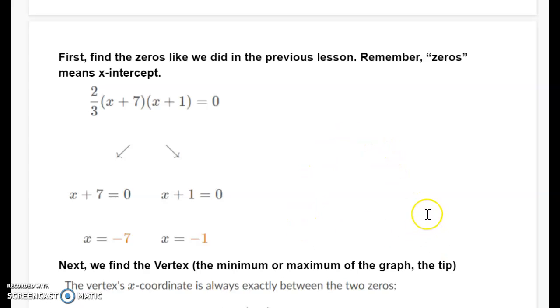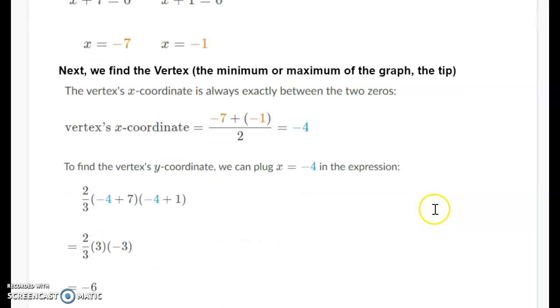Okay, now that we have our two x-intercepts, now we're going to find the vertex, that tip part that I was just talking about. So the vertex x-coordinate is always right between the two zeros. So wherever the graph crosses the x-intercept, both sides, the vertex is going to be right in the middle.